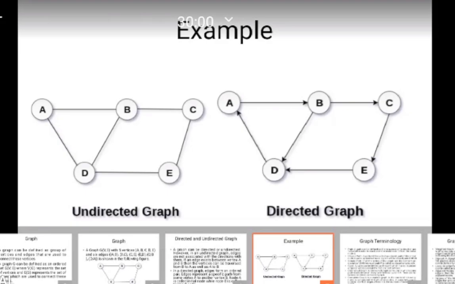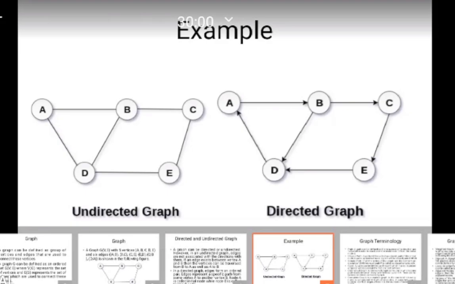Okay. And if there is a path where there is no parallel edge or a loop, we call it a simple path.